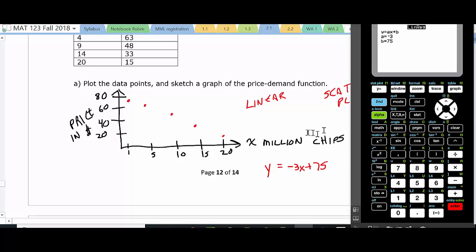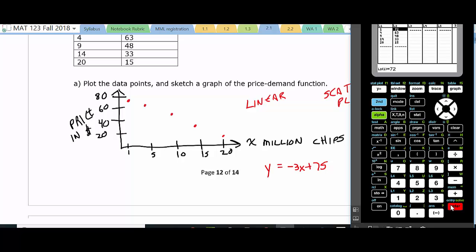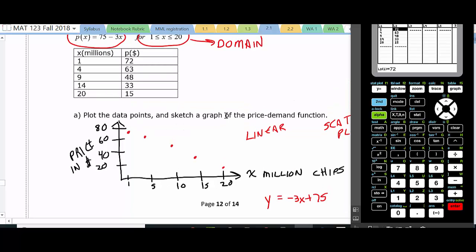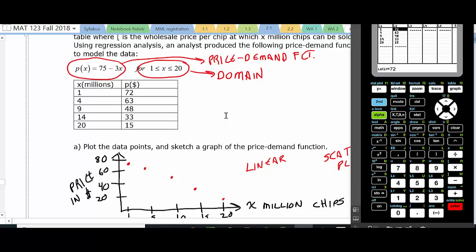Here's what you need to do then. Go back to Stat, Edit, and check your data real carefully, because probably what's going on is you may not have your data put in right. What did you get, by the way? That's what you have to check, so make sure that's good. And I'll check it if something's wrong.